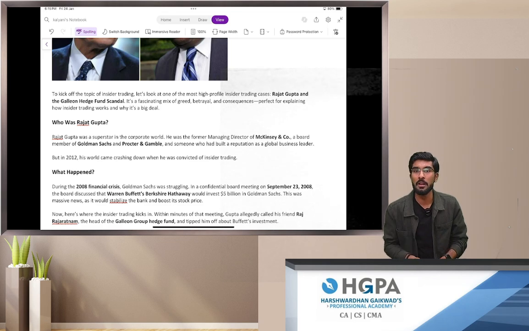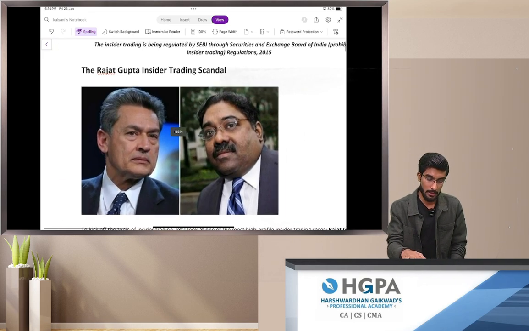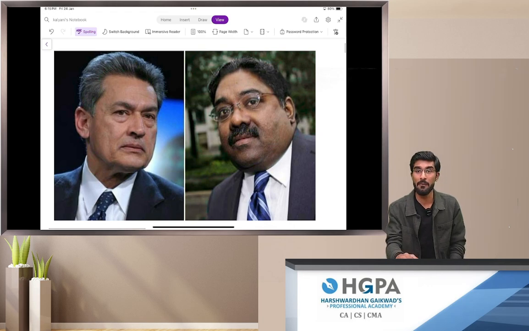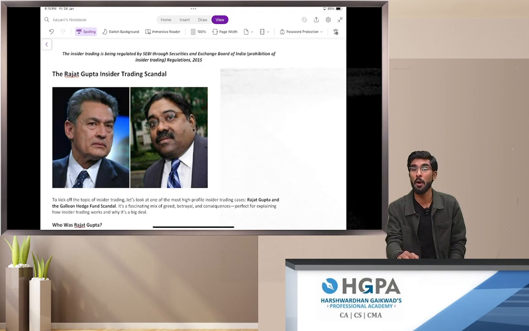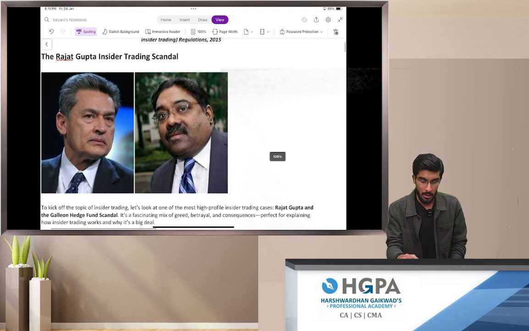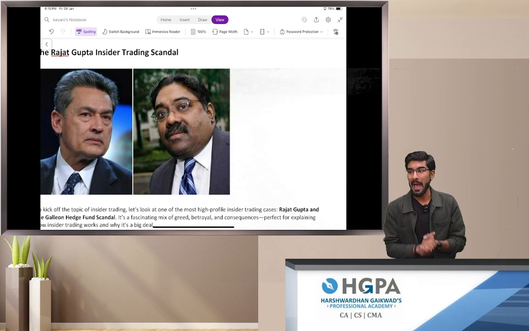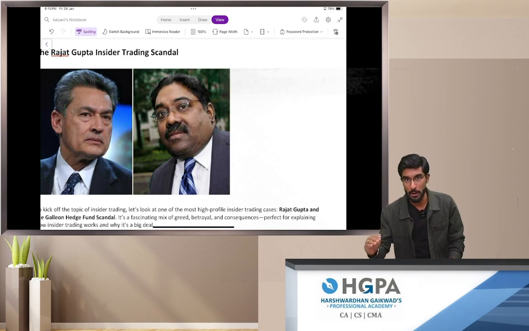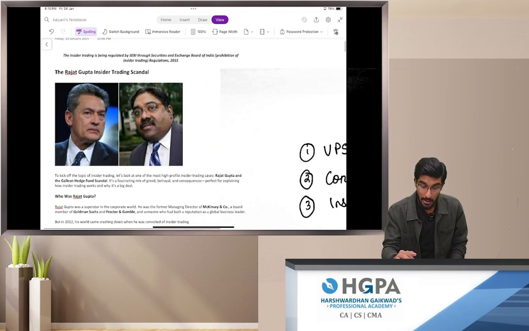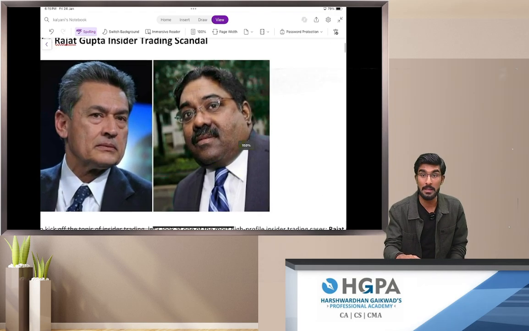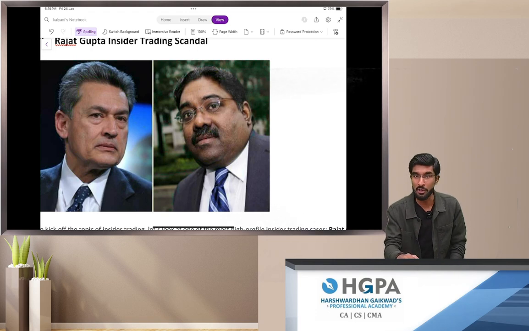Among the board of directors was one guy sitting on the board, the left side guy. His name was Rajat Gupta. He was a director of Goldman Sachs. What he did was, people, as soon as the board meeting got over, immediately he sent an SMS to his friend called Rajaratnam, the person on the right hand side of the picture.